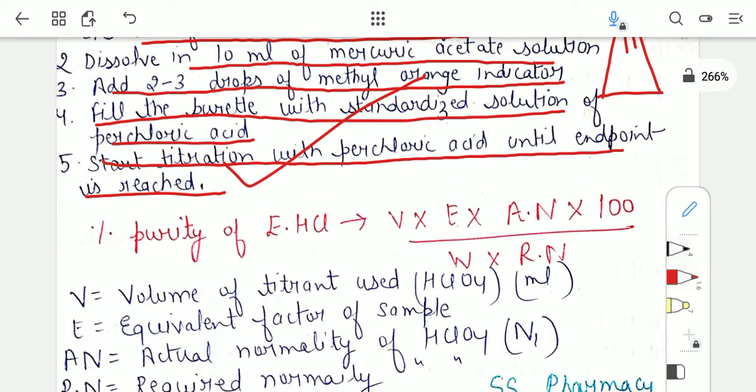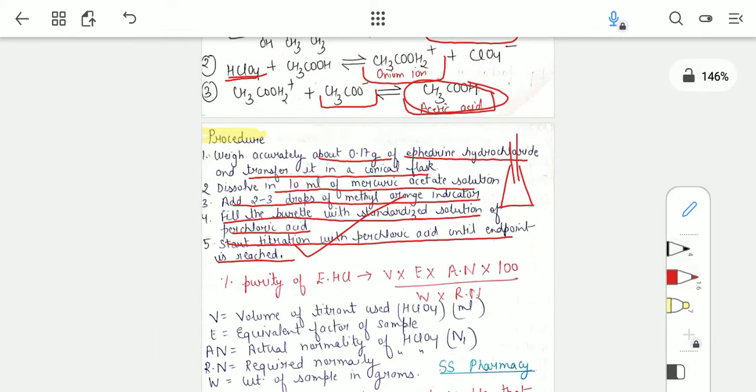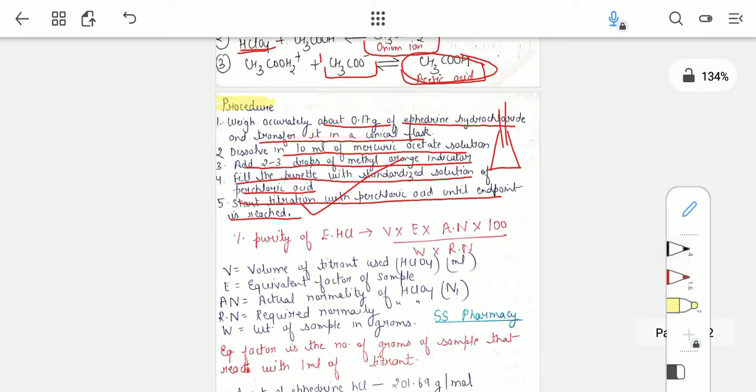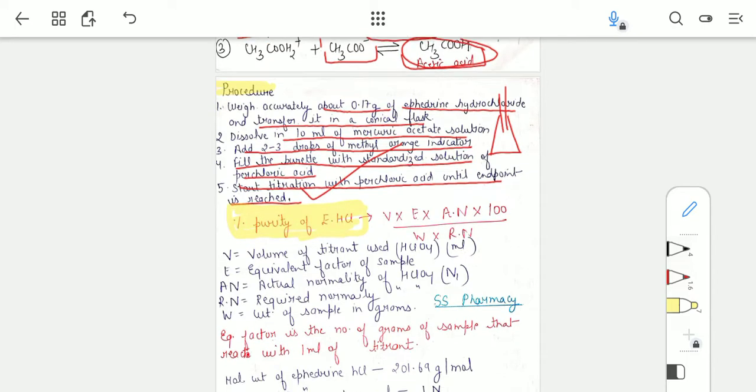This estimation of ephedrine hydrochloride is actually the same as what we did for the estimation of sodium benzoate. The same steps are involved. The only difference is in step 3, where the principle is quite different. The rest, the formula, is also the same. So that is why I'm not going into depth, because this is exactly the same thing. You can go and check out that video.